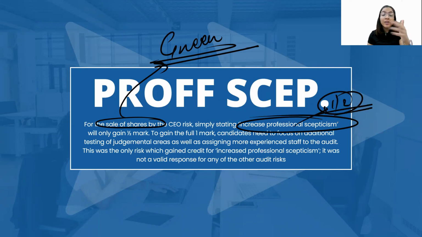Now, how will you get another half marks? To gain one full marks, the candidate needs to focus on additional testing of judgmental areas as well as assigning more experienced staff to the audit. So if you are writing only increased professional skepticism, half marks. But how will you increase the skepticism? By assigning more experienced staff. Then you will get another half marks. Please, guys, understand that writing a general or vague audit response without a purpose will not give you one full marks.